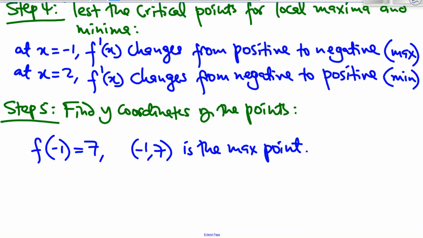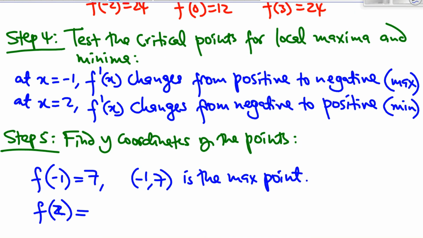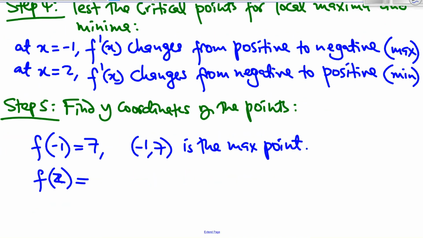Okay? And we need to do the same for the minimum point as well, which means we plug in f of 2, because that was the other critical point. So if you plug f of 2 in the original function, you'll end up with -20, which means that (2, -20) is the minimum point.